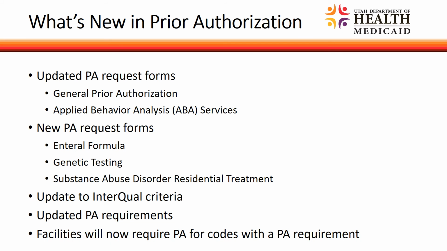Also, before we end, just another quick reminder about an item that was discussed earlier in the training today. As of November 1st, 2017, facilities now require prior authorization for codes that have a PA requirement. Please review the article published in the October 2017 Medicaid Information Bulletin for more details, or refer to the earlier section of this training.